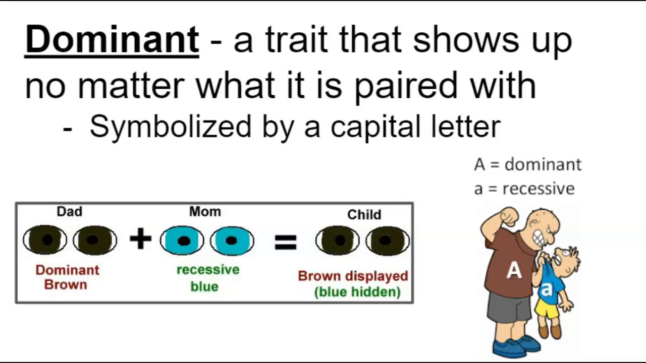So dominant is a trait that shows up no matter what it is paired with. We use dominant trait or dominant gene. So you could say a gene that shows up no matter what it's paired with. And we symbolize a dominant gene by a capital letter.